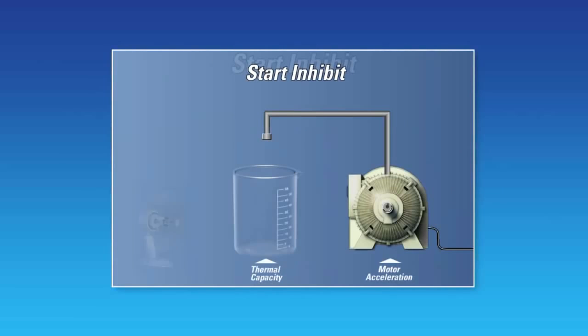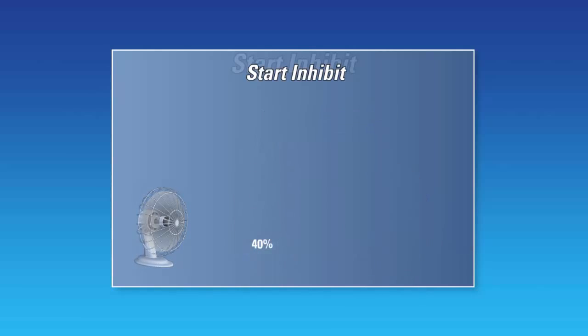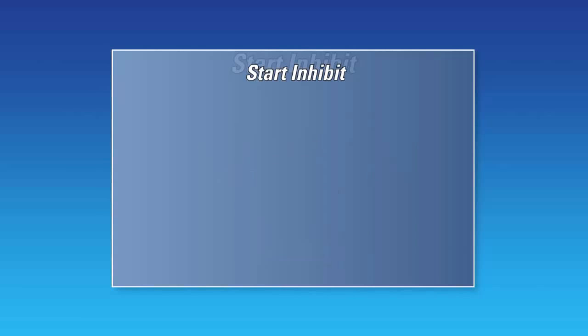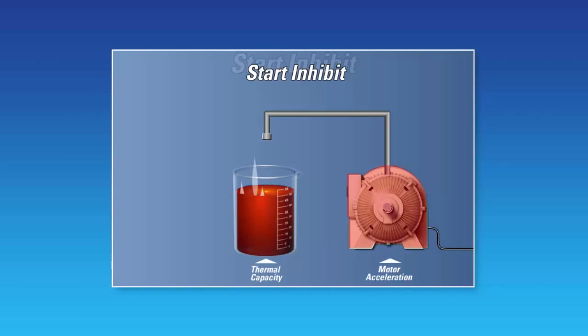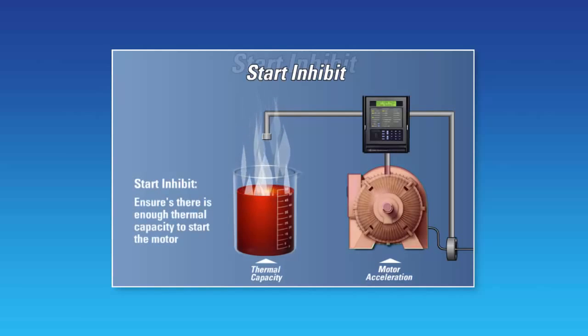Start inhibit. Upon a start, the inrush current is above the motor's full load current, causing the thermal capacity used within the motor to rise rapidly. GE Multilin motor management relays learn the amount of thermal capacity required to start the motor, and if the start inhibit function is enabled, use this information in addition to the thermal capacity used data to ensure that there is enough thermal capacity within the motor for a successful start before a start is attempted.